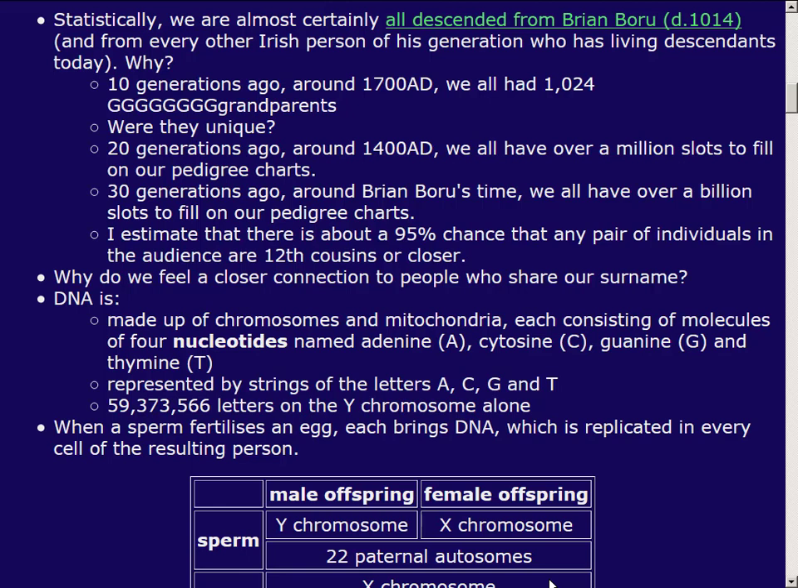Somebody talked to me earlier about loving paper research, not DNA. I said, well, just print out all 59 million letters. You'll have lots of paper to work with.